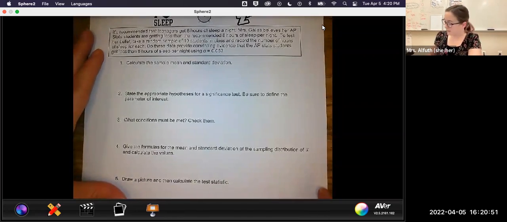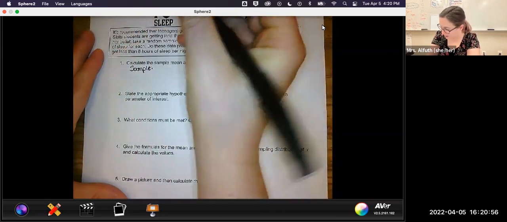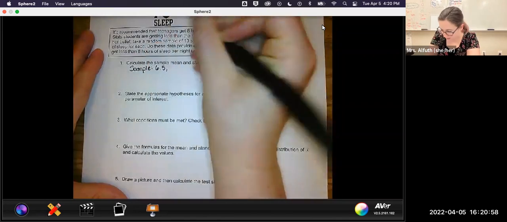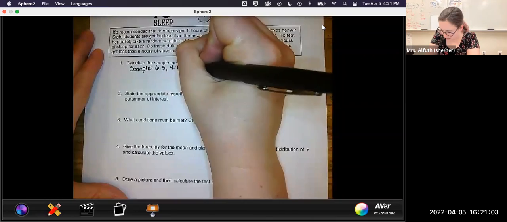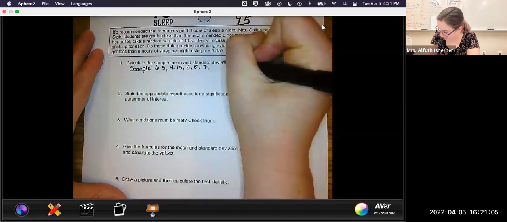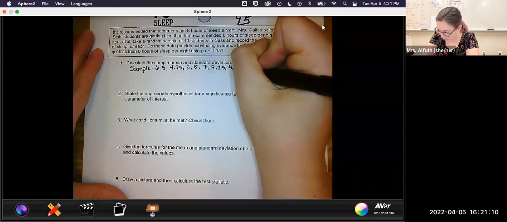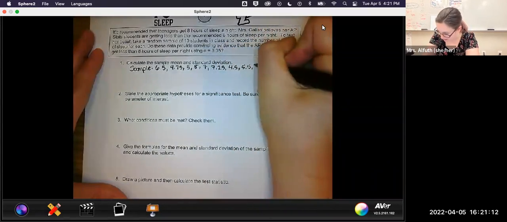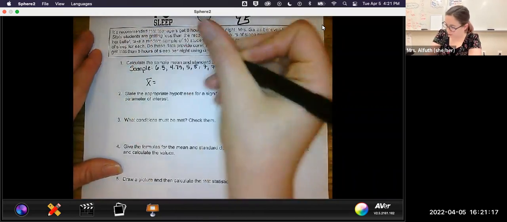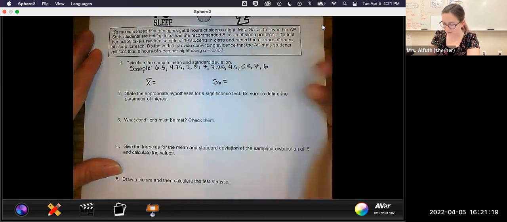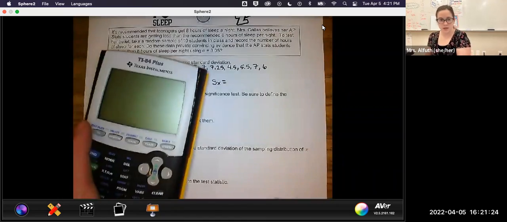So let's say I have some data for us. Our sample data is 6.5 hours, 4.75, 5 hours, 8 hours, 7 hours, 7.25 hours, 4.5 hours, 5.5 hours, 7 hours, and 6 hours. Let's take a moment and remind ourselves how to calculate the mean and the standard deviation in the calculator.